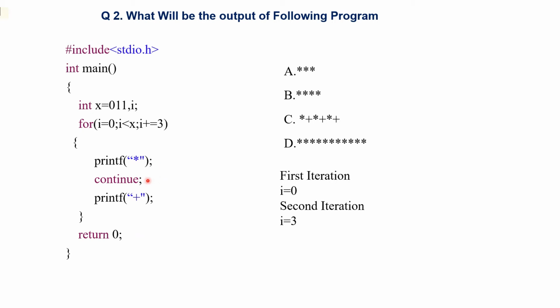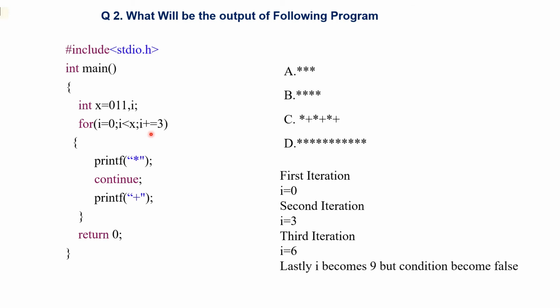With this continue statement, again control will go to the for statement, and for third iteration value of I becomes 6. Again 6 less than 9, control again will be transferred to the loop, and third time star will be displayed. Because of this continue statement, again control will go to the for statement, and now the value of I becomes 9.